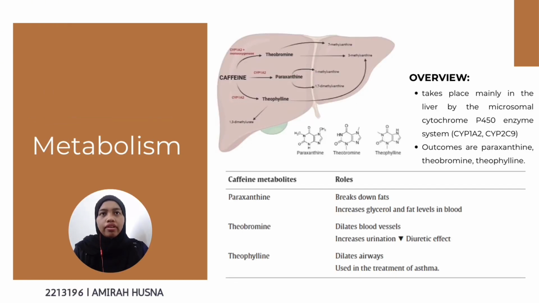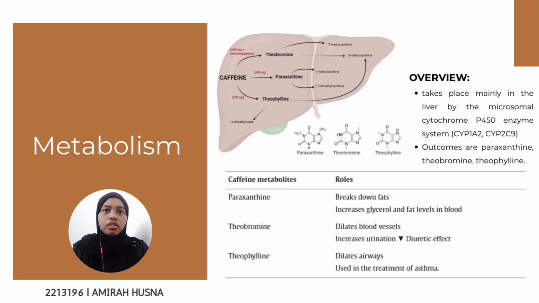The methylation of caffeine mainly occurs in the liver by the microsomal cytochrome P450 enzyme system. The isoenzymes involved are CYP1A2 and CYP2C9. The majority of the metabolic reactions are catalyzed by the CYP1A2 isoenzyme, which makes up to 90% of the metabolic reactions. The outcomes of these metabolic reactions are paraxanthine, theobromine, and theophylline. These metabolites can undergo further oxidation and demethylation to give rise to urates and an acetylated uracil derivative.